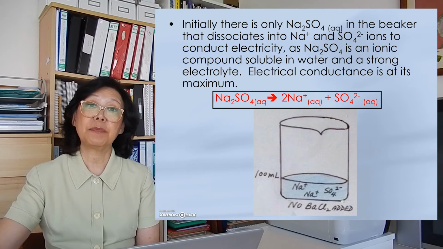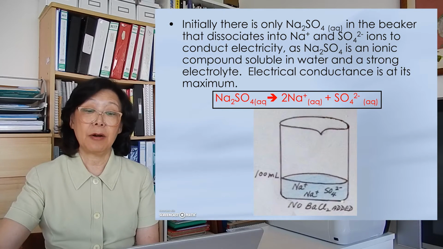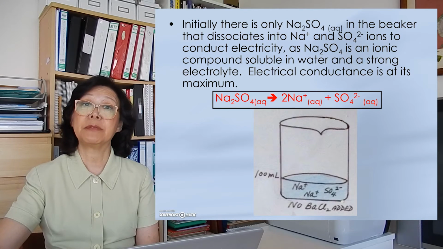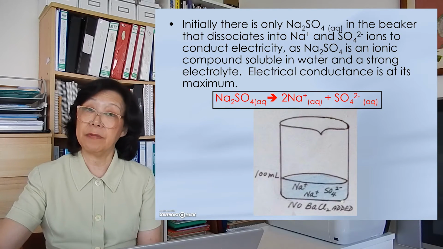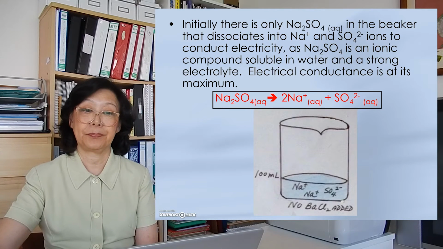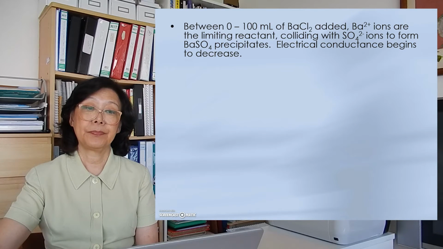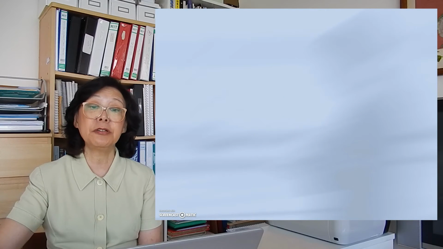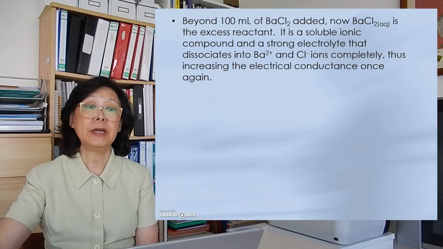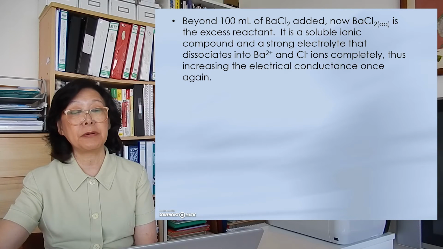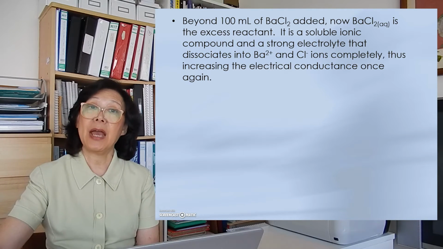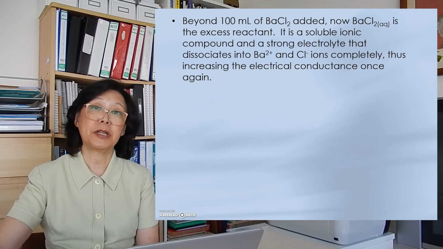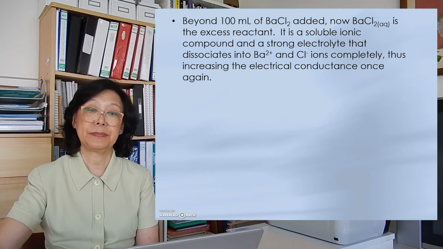At exactly 100 milliliters of barium chloride added, all the barium and all the sulfate ions are used up to make barium sulfate precipitate, and therefore the conductivity will be at the minimum. When I have reached 100 milliliters, I continue to add more barium chloride to it. Now between 100 to 200 milliliters of barium chloride added, I have excess barium and chloride ions. Therefore, the electrical conductivity will increase again.